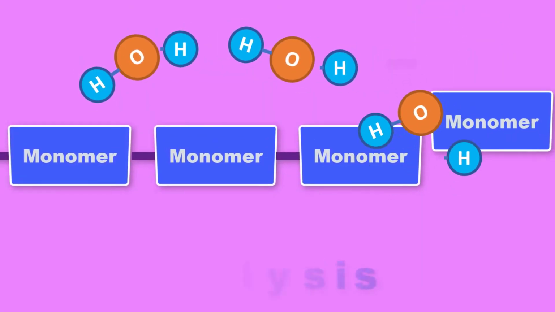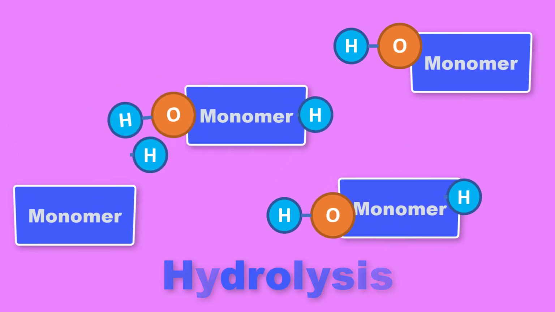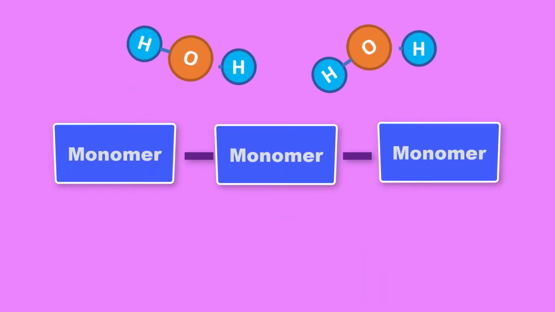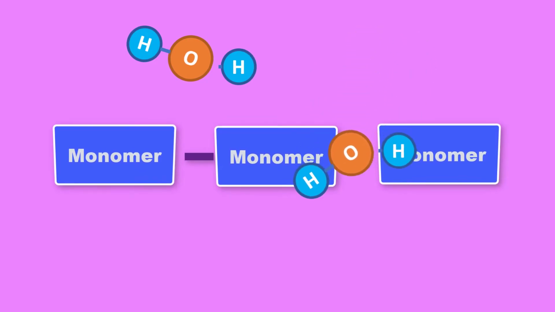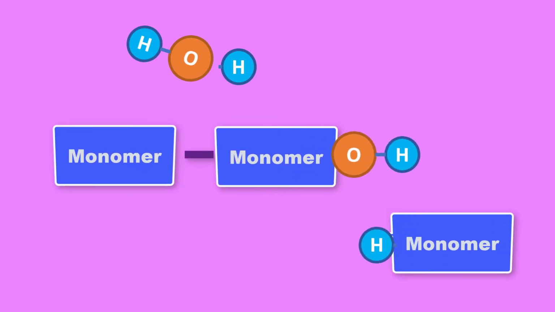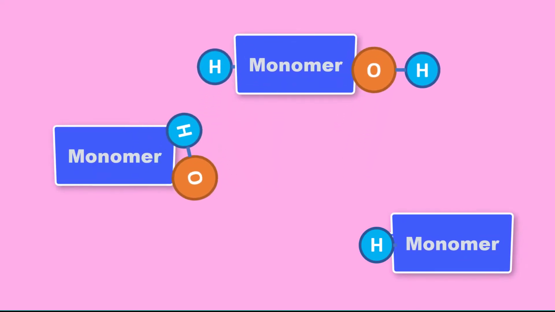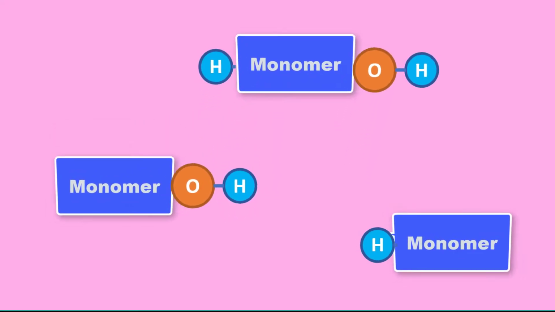Polymers are split into monomers by hydrolysis reactions. The bonds between their monomers are broken via the donation of a molecule of water. This water contributes a hydrogen atom to one monomer and a hydroxyl group to the other.